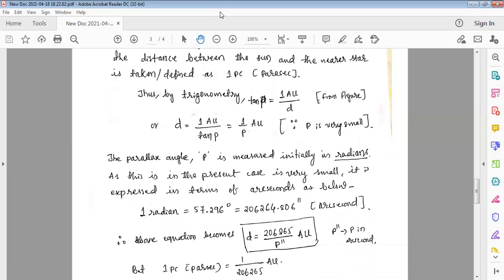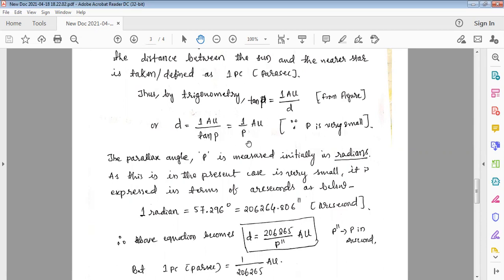Thus, by trigonometry, you are completing the triangle. From the triangle, tan p is equal to 1 astronomical unit divided by d, because tan p is the opposite side divided by the adjacent side. The opposite side is the distance between the Sun and the Earth, that is 1 astronomical unit, and d is the vertical distance between the Sun and the star. So from this equation, d is equal to 1 astronomical unit divided by tan p.